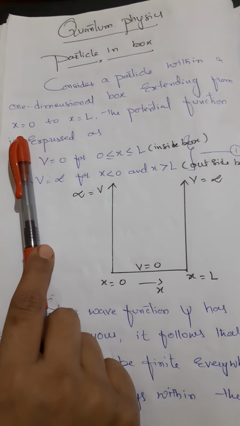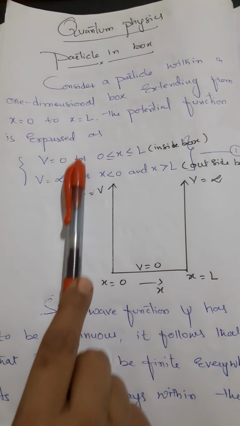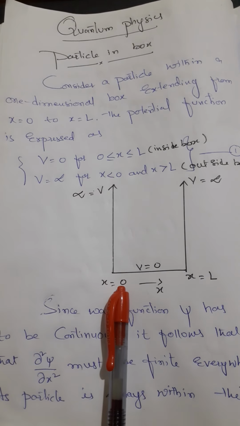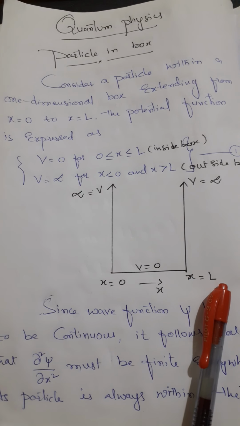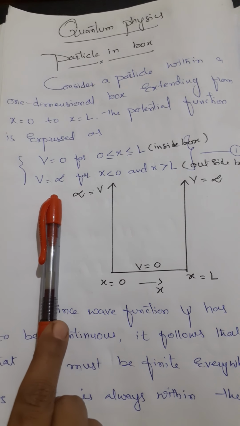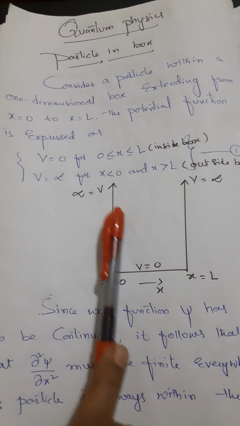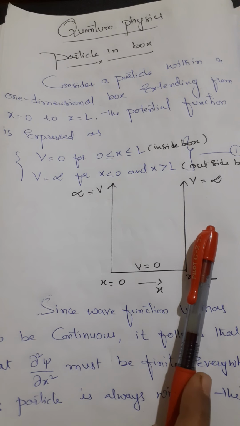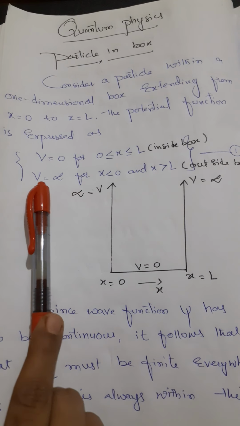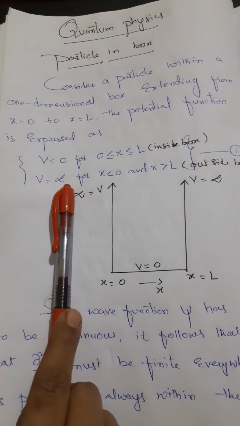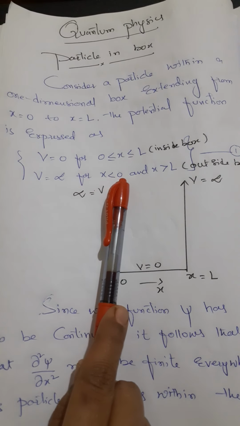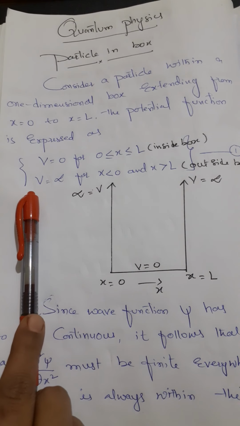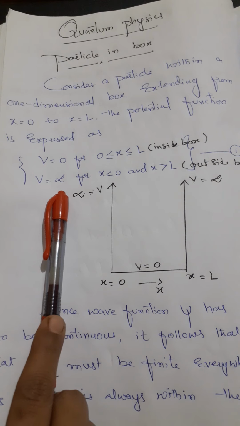Here x goes from 0 to L. There are two walls of the box: x equal to 0 is the initial position and x equal to L is the extreme position. The potential of the particle is 0 when the particle is inside the box, and there is no probability of finding the particle outside the box, so the potential is infinity there. That is, for x less than 0 and x greater than L, outside the box, we have to consider the potential of the particle to be infinity.